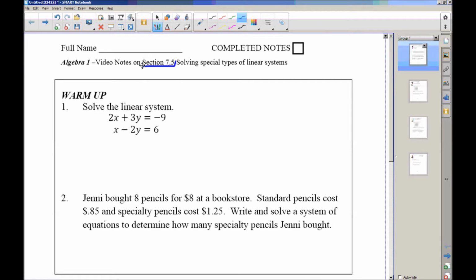Today we are covering section 7.5, solving special types of linear systems. So we'll see what we mean by special types in a few minutes. All right, your warm up.